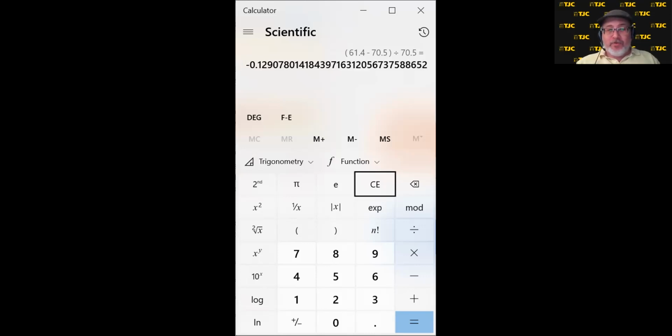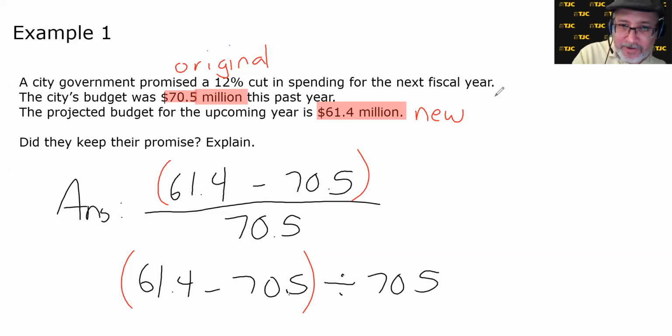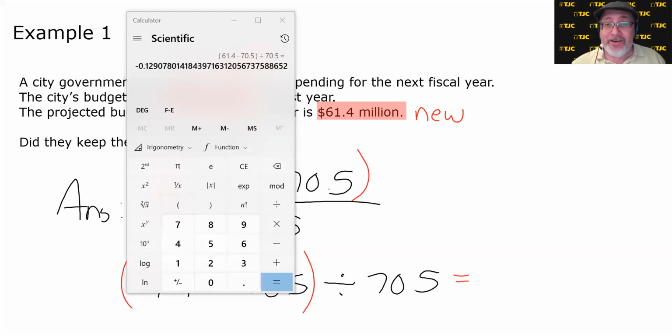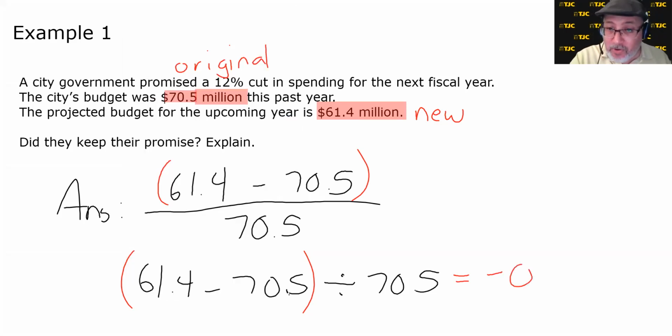All right, let's go back to the problem at hand. Make sure you know how to put it in your calculator correctly. If we do that, we end up getting, and we're going to round it to 3 decimal places just because I chose that, negative 0.129.